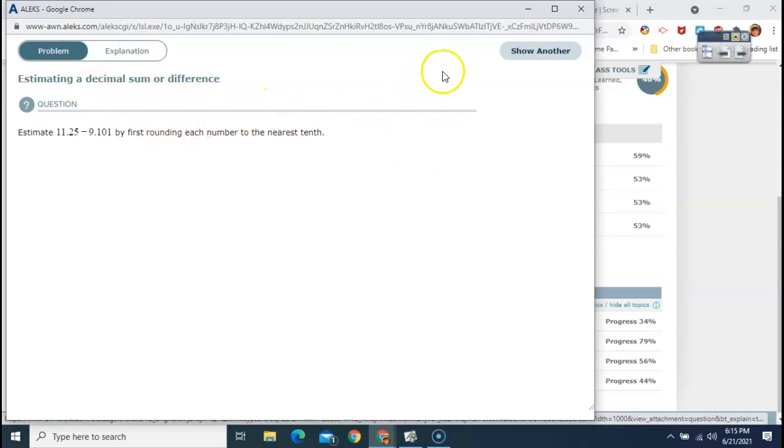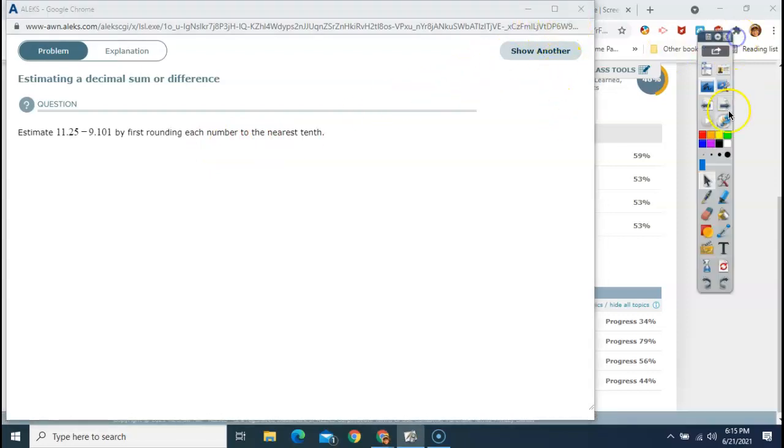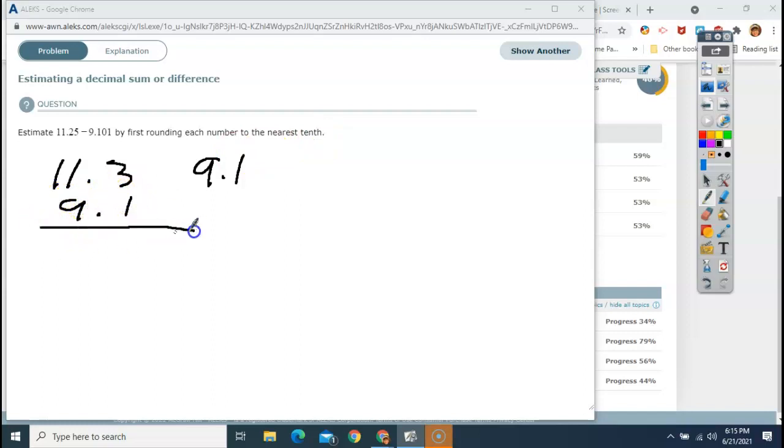All right, so it's showing the problem: estimate 11.25 minus 9.101 by first rounding to the nearest tenth. The first thing I want to show you is that the nearest tenth is just going to be one decimal number. So you got 11.3 and 9.1. All right, so we're going to just put 9.1 there, and we're going to subtract. 11 take away 9 is 2. So it looks like my answer should be 2.2.